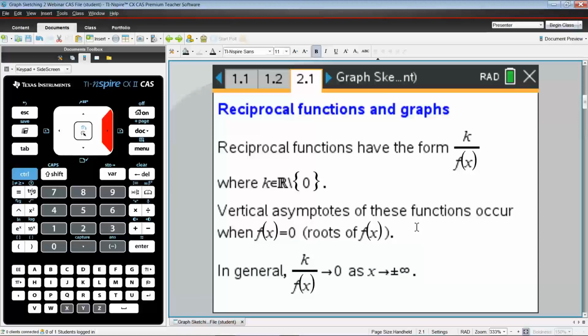Another point to note is that when your x values approach positive or negative infinity, your reciprocal graph will approach 0. In other words, it will approach the x-axis.